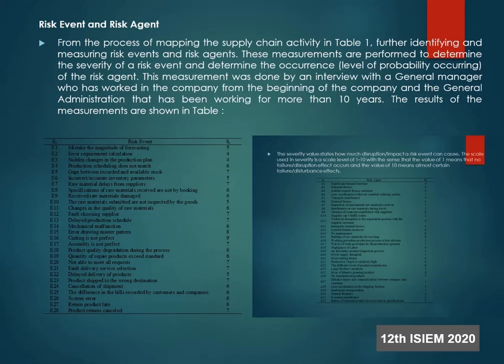Seen from this table, in the risk event table there are 28 risk events, and in the risk agent table there are 32 risk agents.